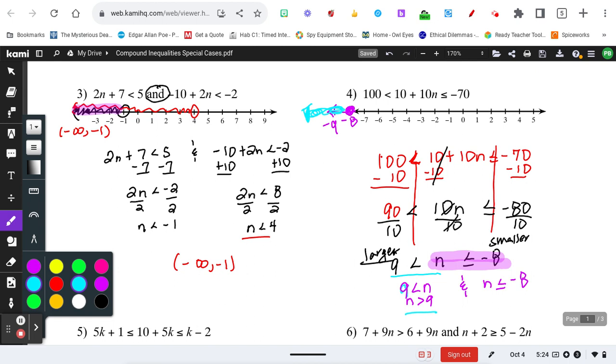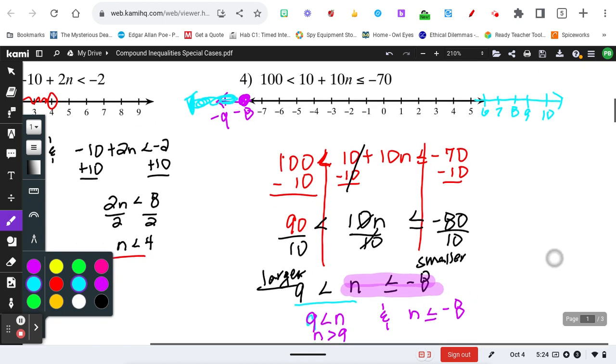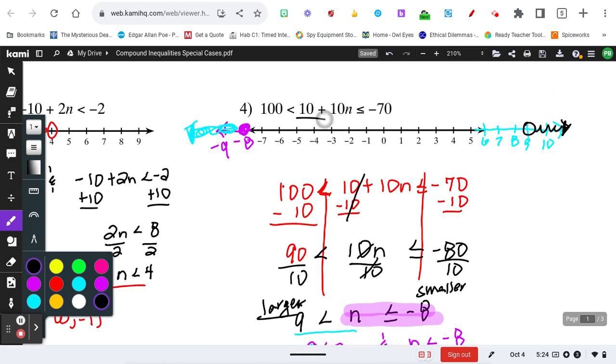My goodness. Draw it out, guys. 6, 7, 8, 9, 10. Draw it out like that, okay? It's greater than, so it's going to be an open circle. And it's going to shade to the right. These are joined by "and". You can tell that because of the way it's written. So this will be no solution.